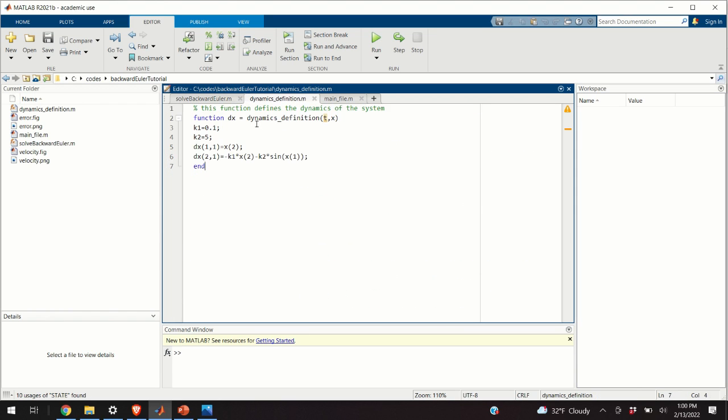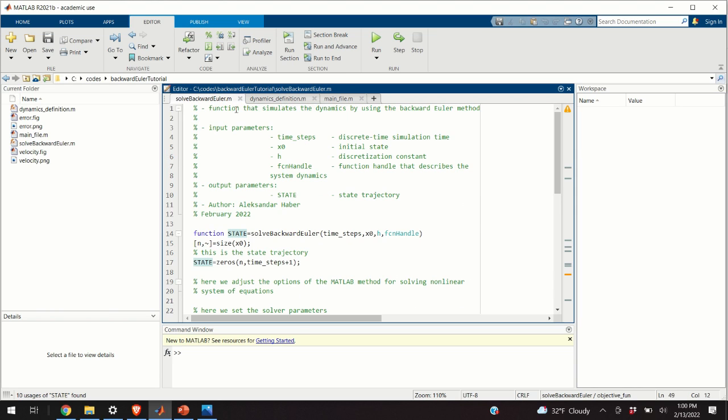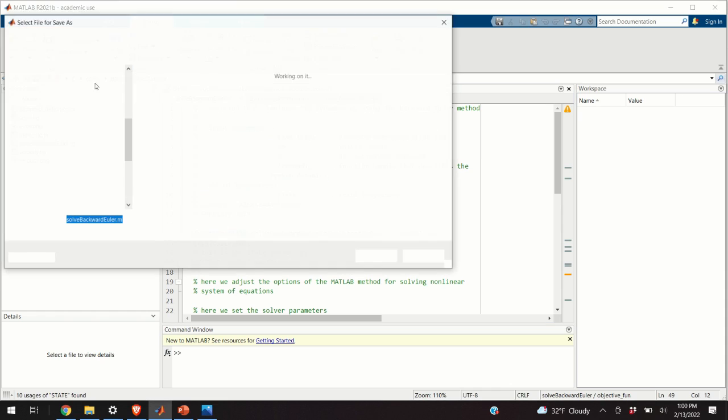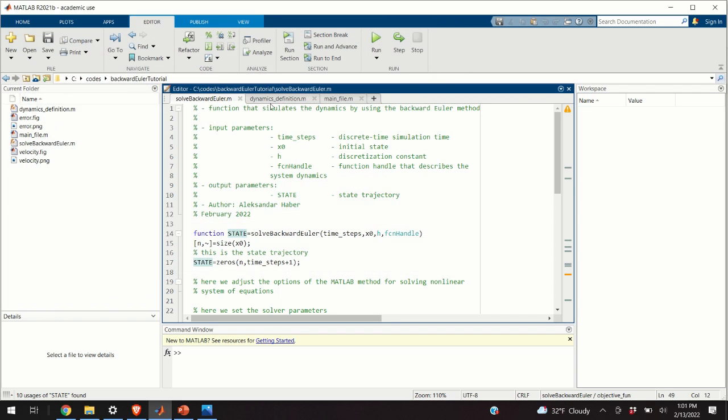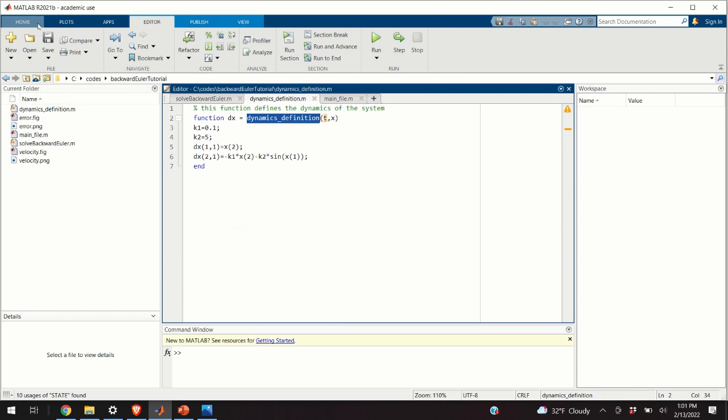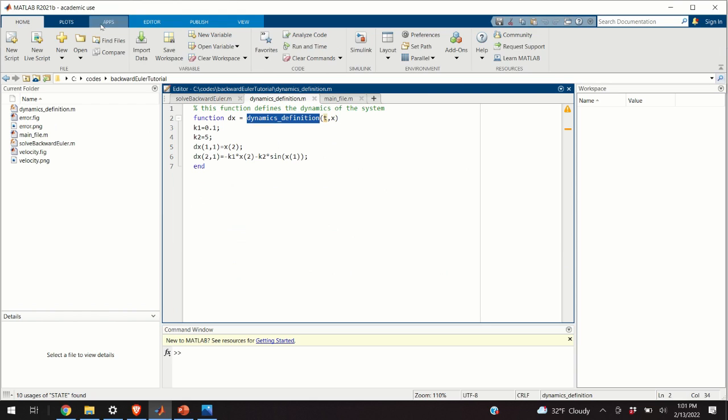Once we have written our functions defining the dynamics, that is the dynamics definition and solve backward Euler, it's very important to save them in the same folder. For example, in my case, I saved these two functions in the folder called backward Euler tutorial. And you have to do that for the dynamics definition function. So you need to save it in the same folder.